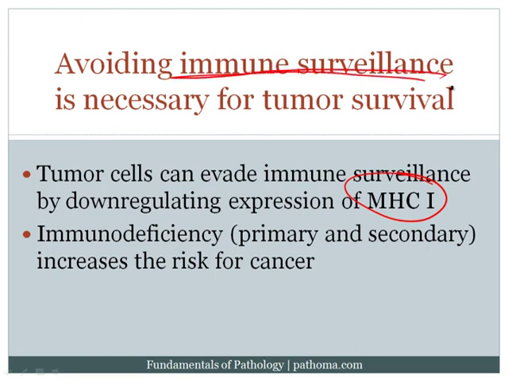Okay? One of the ways by which tumors can avoid this immune surveillance is by downregulating MHC I. If MHC I is downregulated, the abnormal proteins being produced by the tumor won't be expressed on the surface, and the CD8 positive T cells won't be able to come in and kill those tumor cells. So that's one way by which tumor cells can avoid immune surveillance.